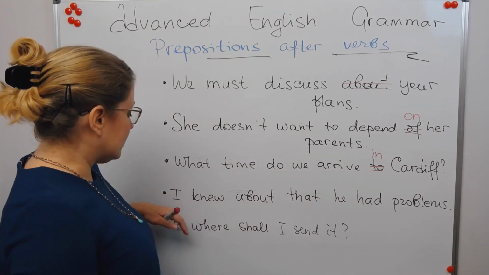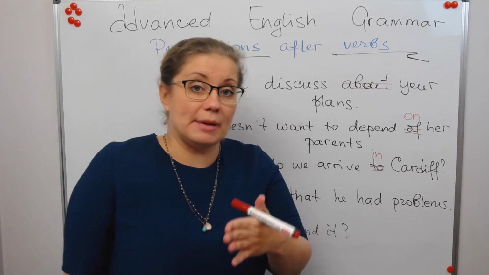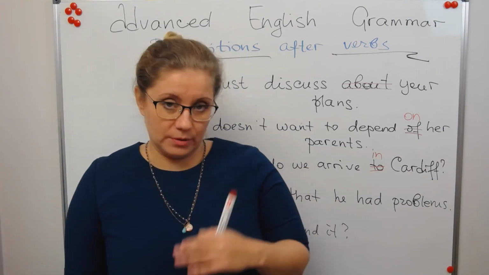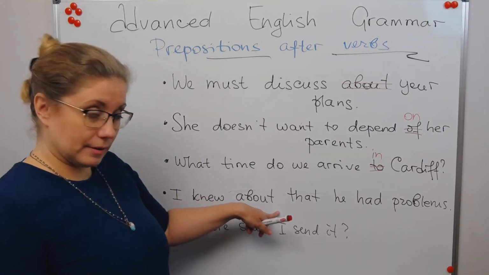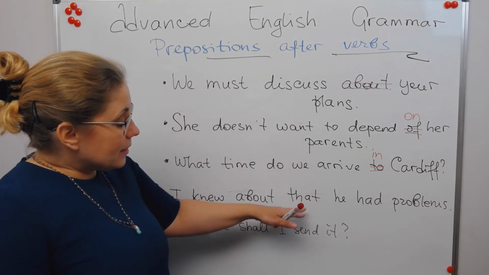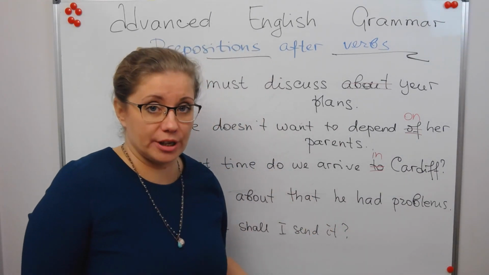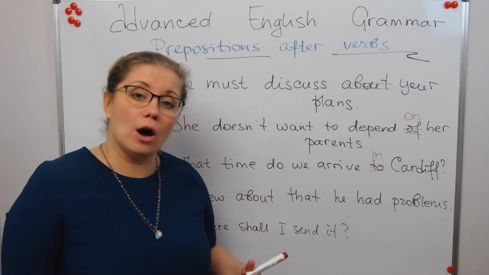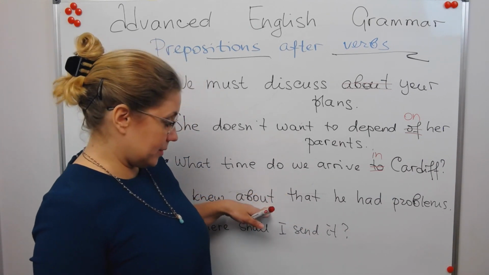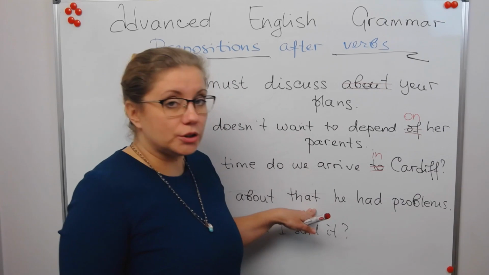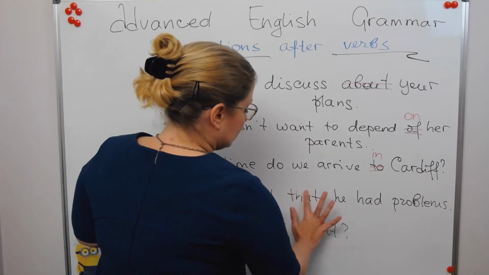Good. Another one. I knew about that he had problems. We sometimes remember that we need to use some preposition after some verb. So I knew about something. But then you go on and add the whole sentence after it. But this is not how we normally do that. Okay? So if you have a preposition, you can't use "that" after it. It's just not possible.